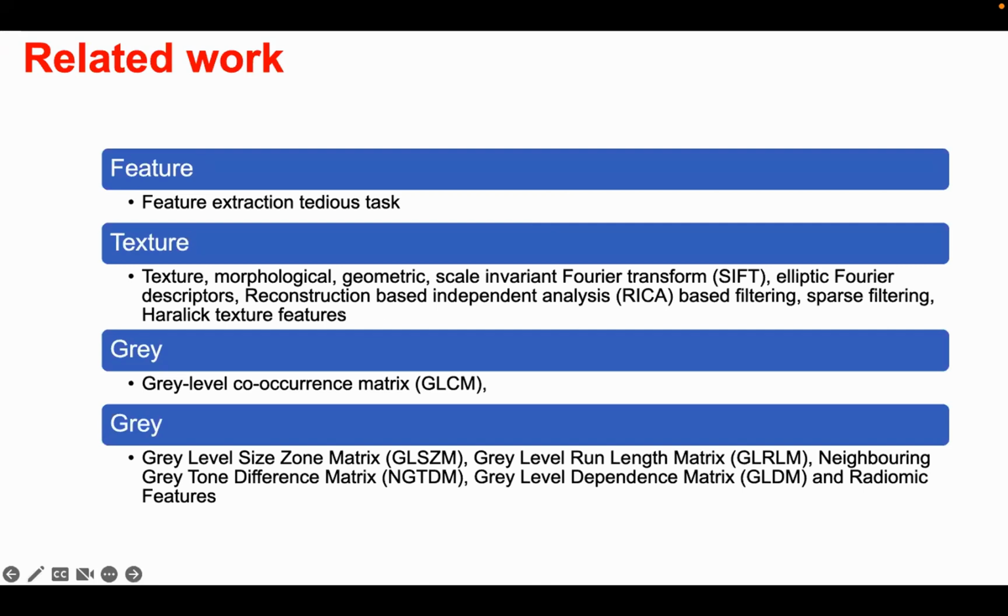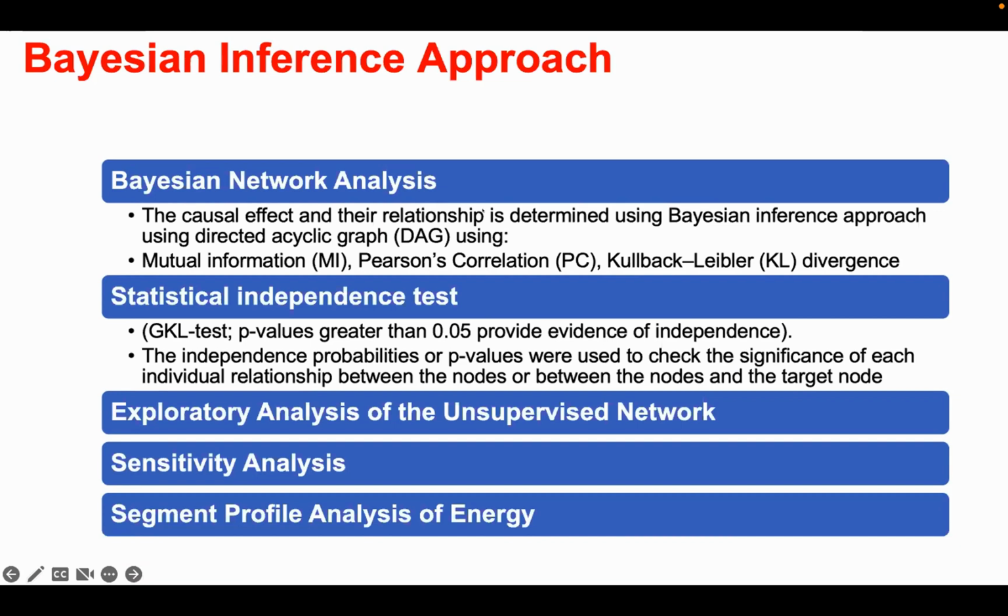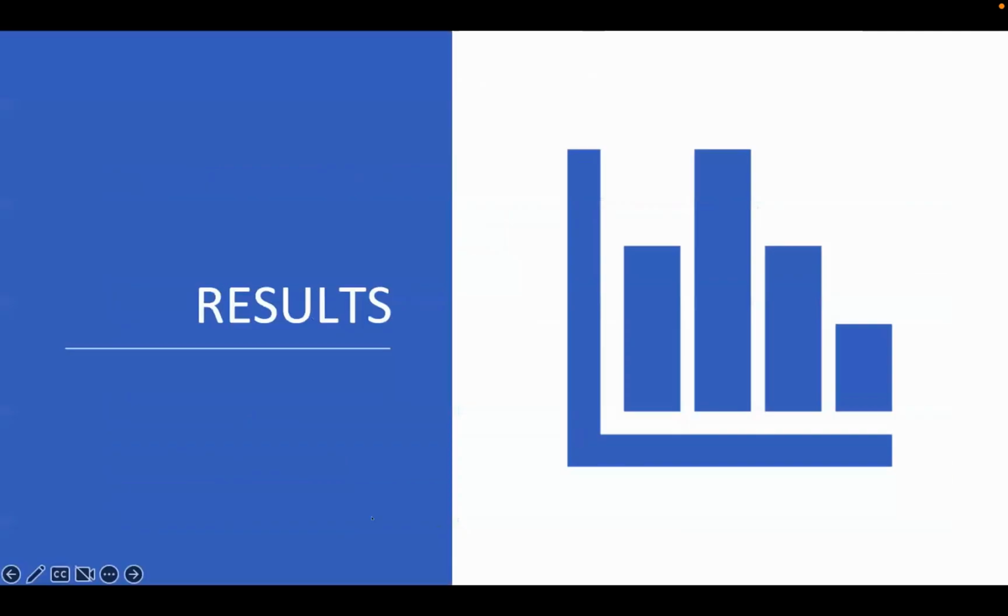In this study, we first computed the GLCM features and then utilized the Bayesian inference approach to further understand the relationships between the different GLCM-based features. We utilized Bayesian networks. We computed different causal relationships between the GLCM features by computing mutual information, Pearson correlations, and Kullback-Leibler divergence, etc. We also computed statistical independence using the G-test p-value. We also performed explanatory analysis of unsupervised networks, sensitivity analysis, segment profile analysis, etc.